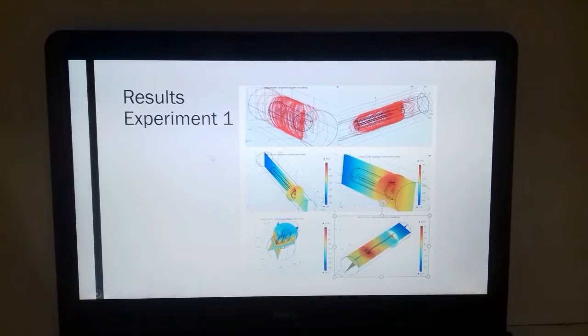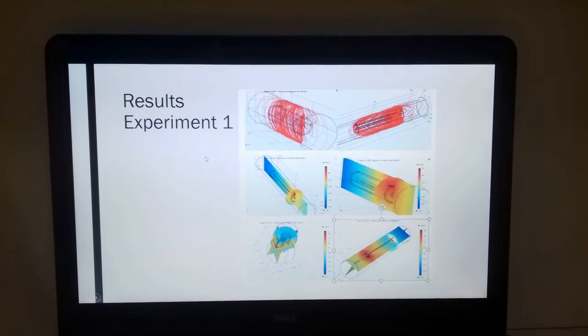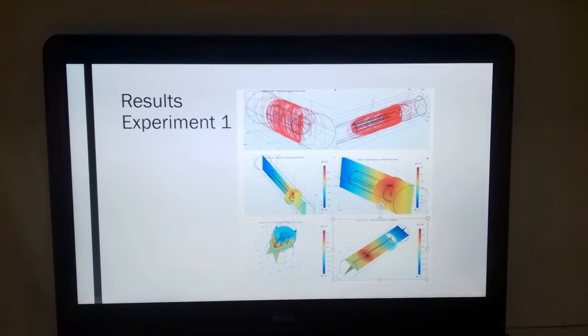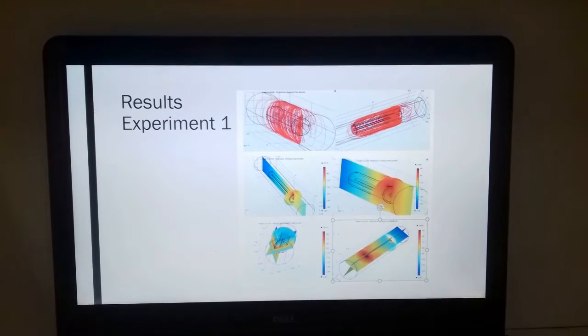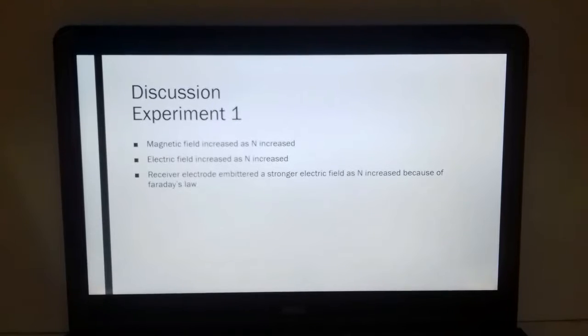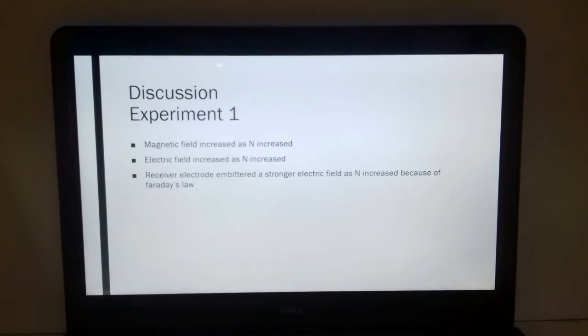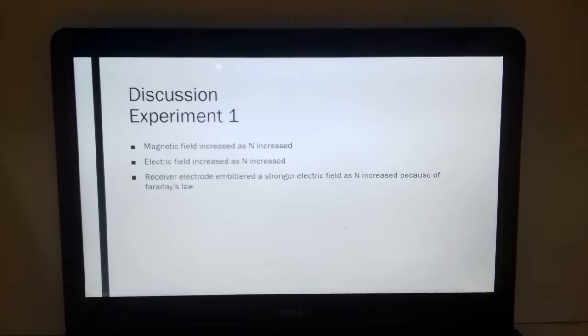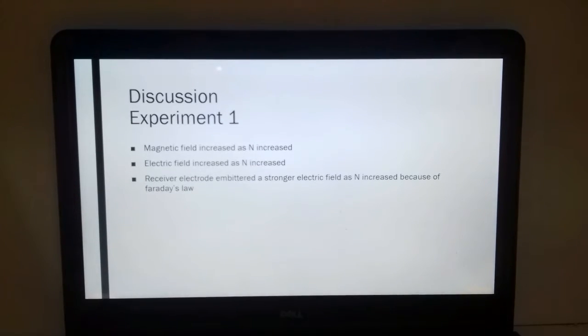Right, so here we have the results from experiment 1, where we vary the number of turns, right? The first image shows the magnetic flux density streamlines. The second one shows the magnetic flux density, and the third one shows the electric flux density. So the magnetic field and the electric field strength increased as N was increased. Also the receiver electrode emitted a stronger electric field due to Faraday's law.